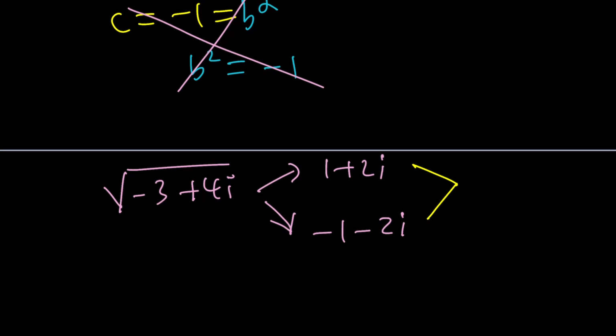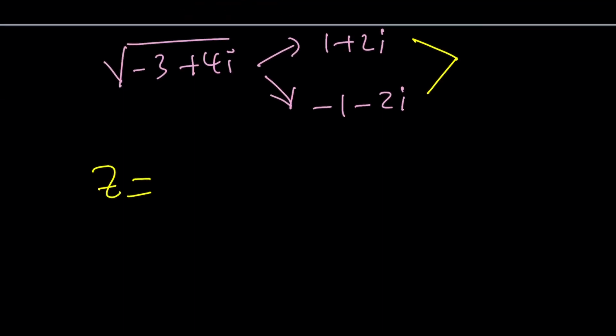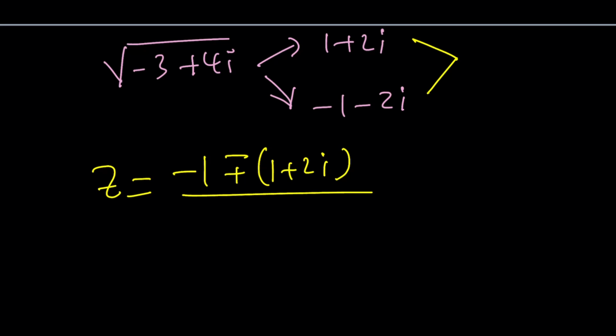Let's go down and plug this in. Remember our equation, z equals -b plus minus the square root of -3 plus 4i, which happens to be these, but you don't really need to write both because the plus minus will take care of the other number. So you can just write 1 plus 2i inside the parentheses. What happens if you write this? You're going to get the same thing. But this one looks more intuitive. I guess it's just more pleasing to the eye.